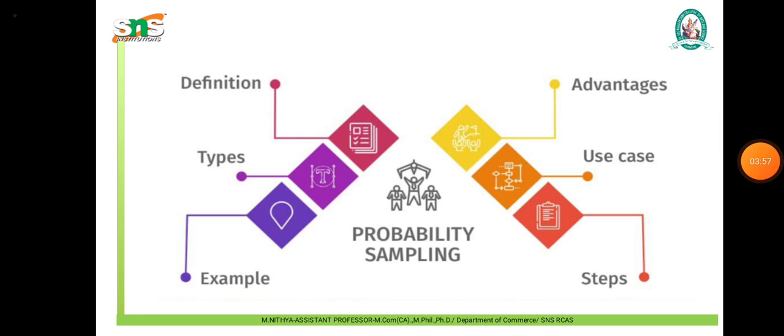The next one is stratified sampling. Stratified sampling involves dividing the population into subpopulations that may differ in important ways. It allows you to draw more precise conclusions by ensuring that every subgroup is properly represented in the sample.